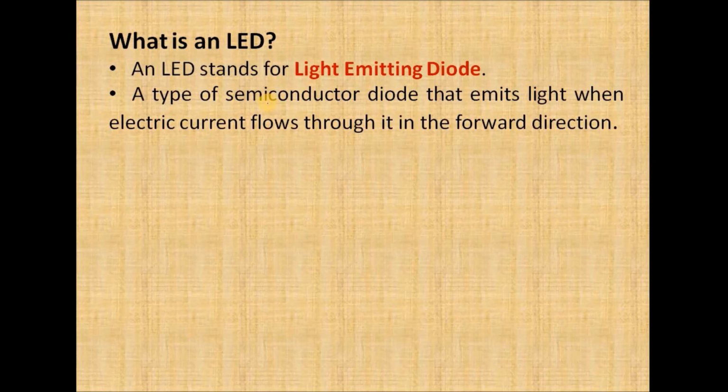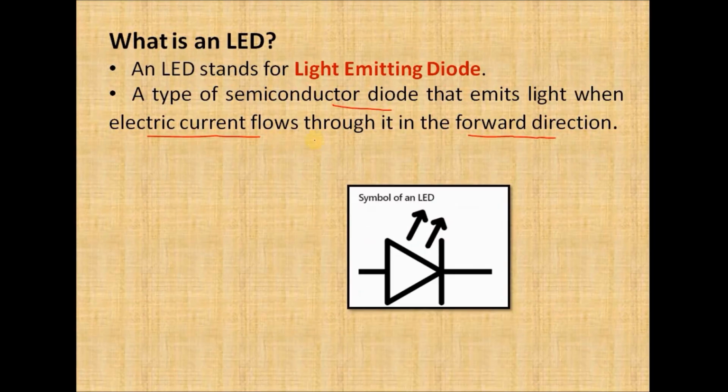The definition of an LED says that it's a semiconductor diode that can emit light when electric current flows through it in the forward direction. So that is an important point. Whenever a diode is forward biased, it can emit light. However, when the same light emitting diode is reverse biased, it cannot emit light.